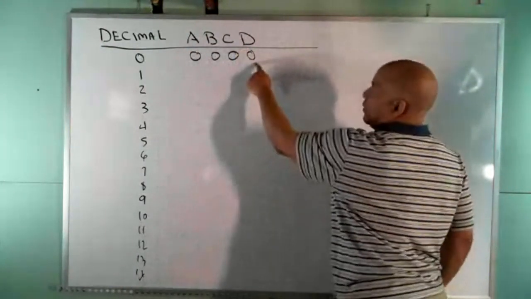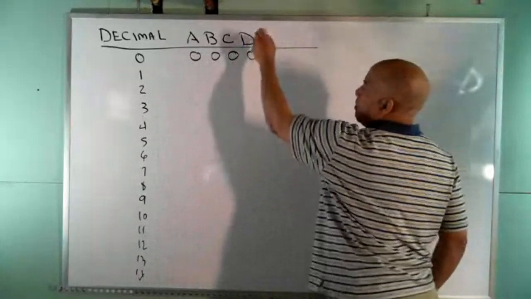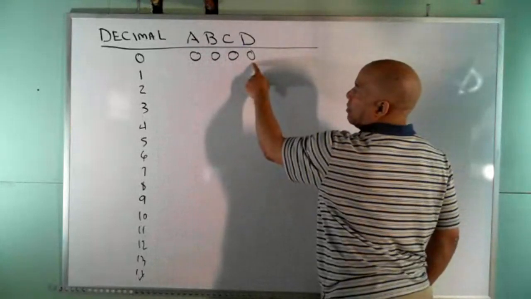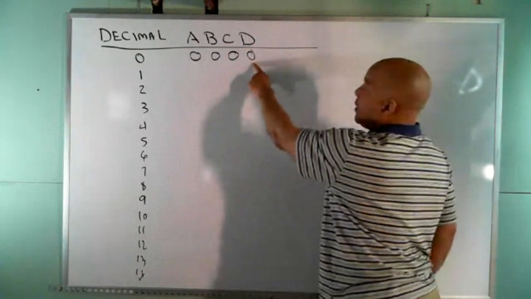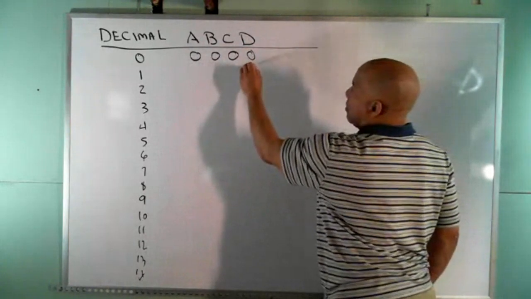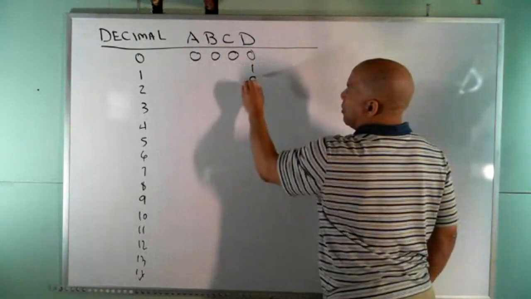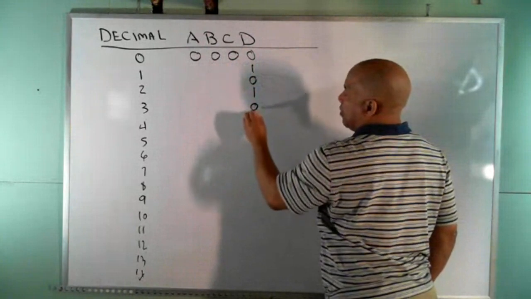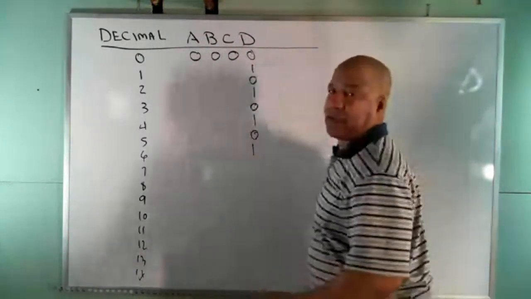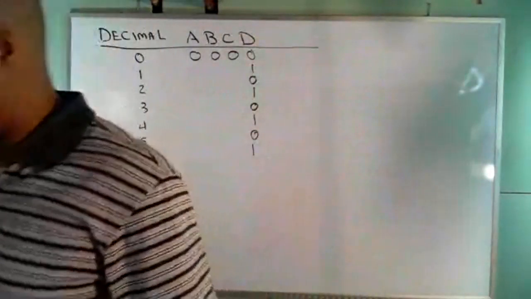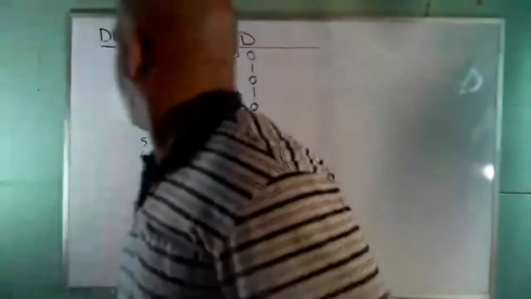Right? And then what do you do here? What happens here? You're going to alternate every bit. So you go 0, 1, 0, 1, 0, 1, 0, 1. You'll do that all the way down the table. So go ahead and fill that out, all the way down the table.